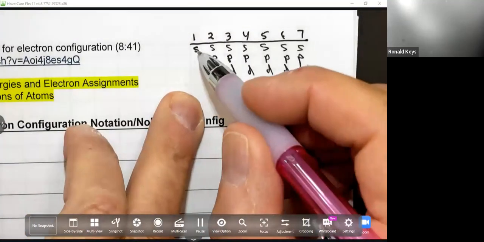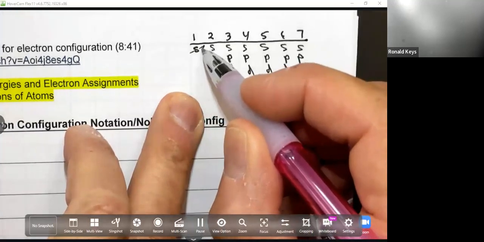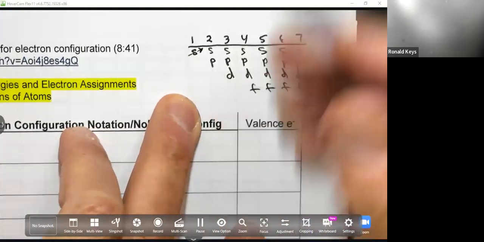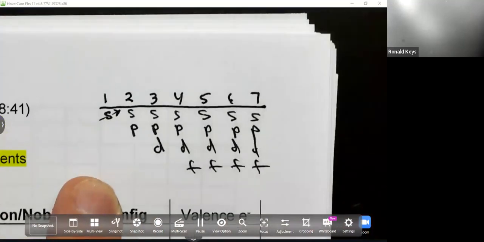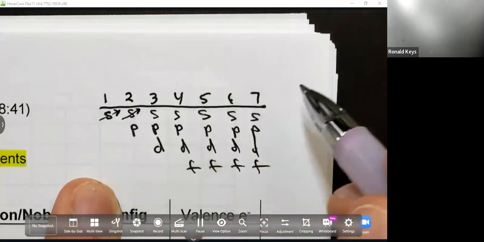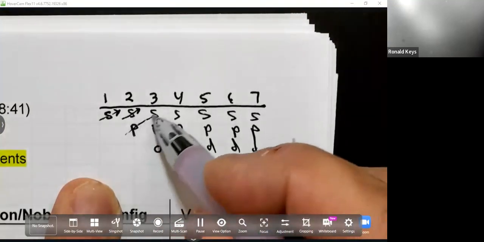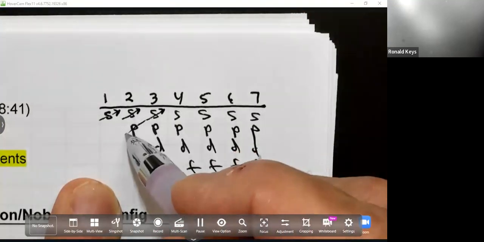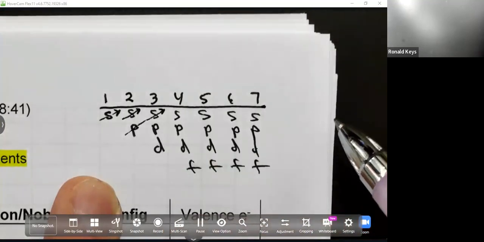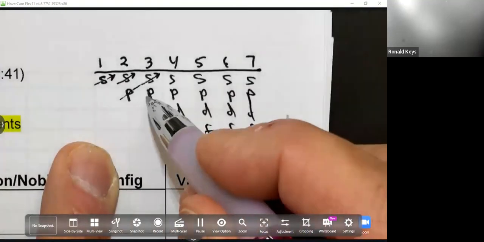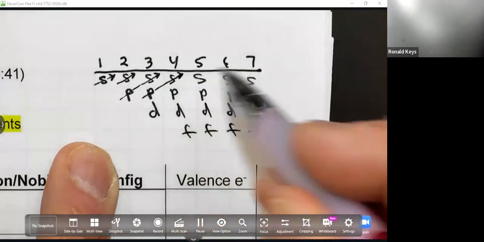Then you just start your arrows. They don't have to be straight and perfect. My first arrow is right here. I'm going to fill the 1s, then I'm going to fill the 2s, and then 2p, 3s, 3p, 4s.